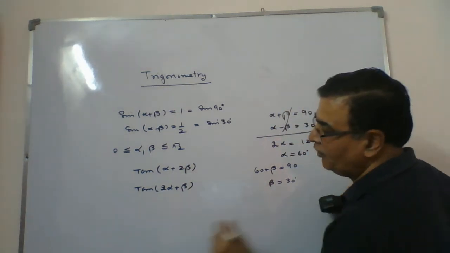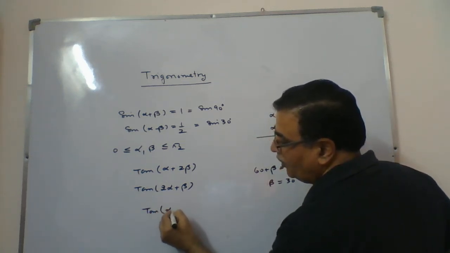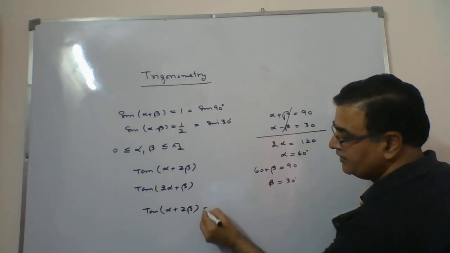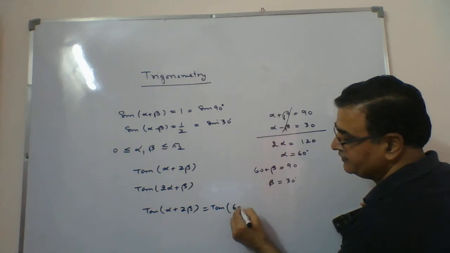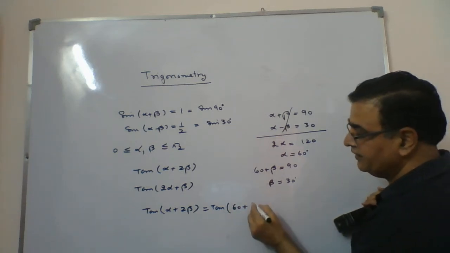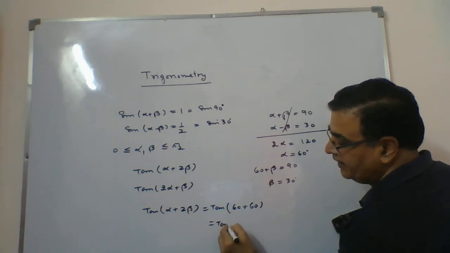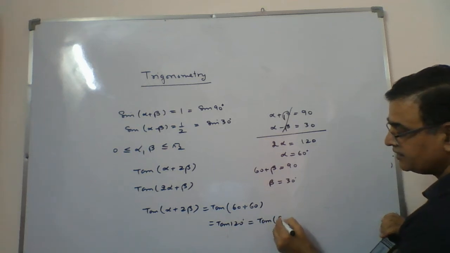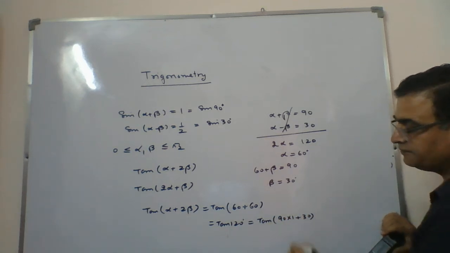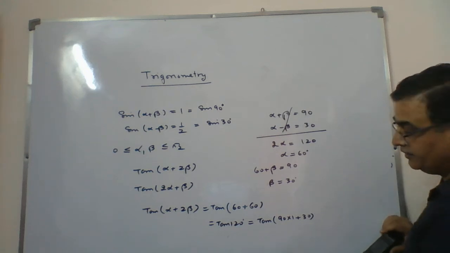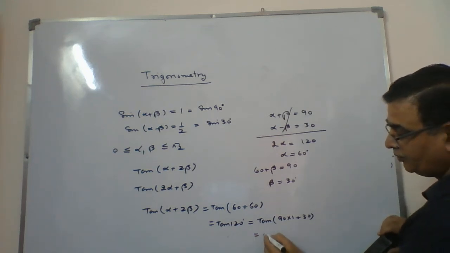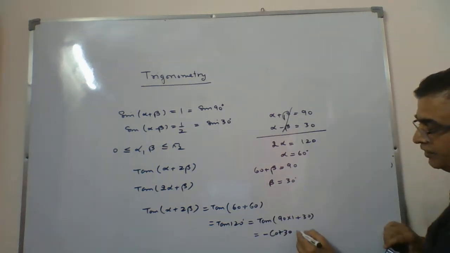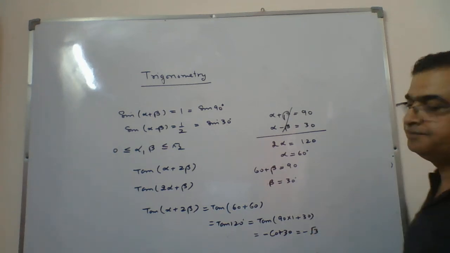Now I want tan(alpha plus 2 beta). So when alpha plus 2 beta is to be calculated, alpha is what? 60 degrees. So I should write this as tan(60 plus 2 beta), 2 beta means again 60. So it comes out to be tan 120 degrees. 120 I know it will be tan(90 into 1 plus 30). Tan(90 plus theta) is what? It will be second quadrant, it will be minus, and tan will convert into cot. So cot 30. Cot 30, the result is minus root 3.